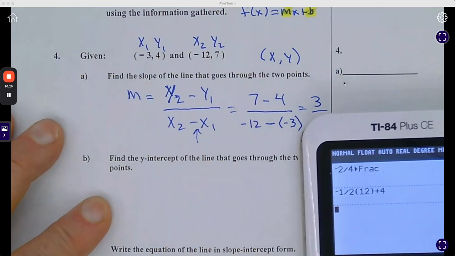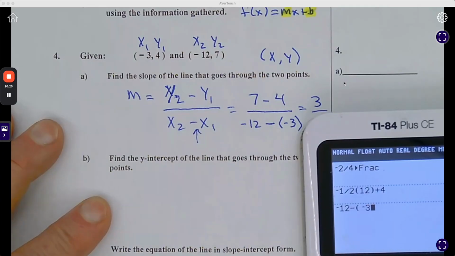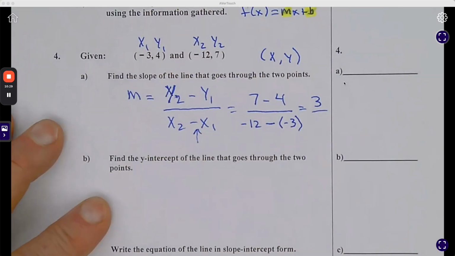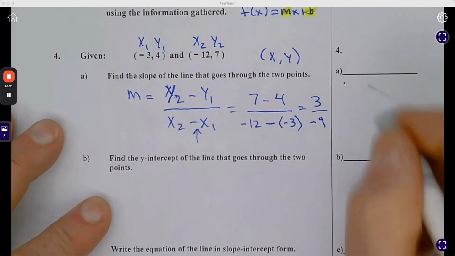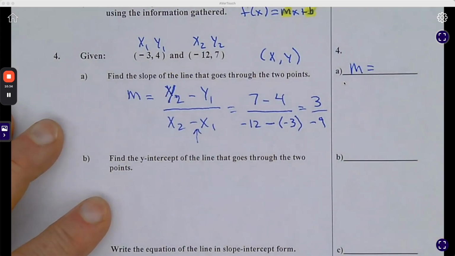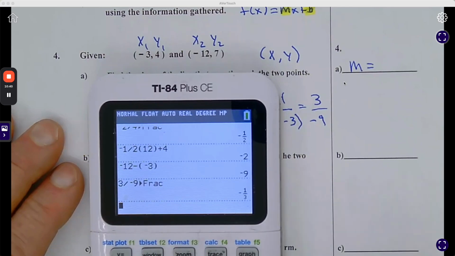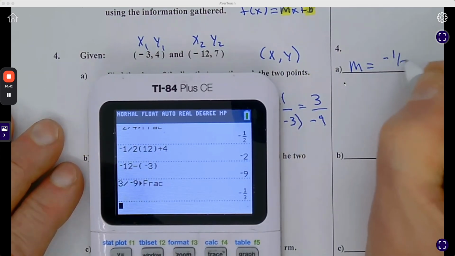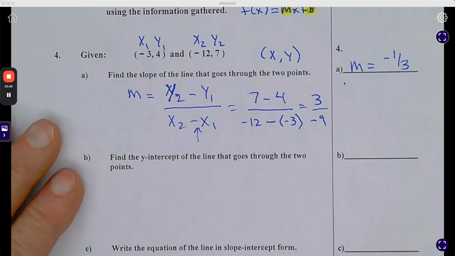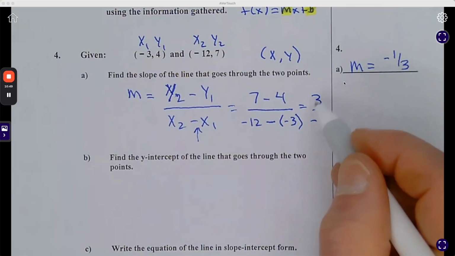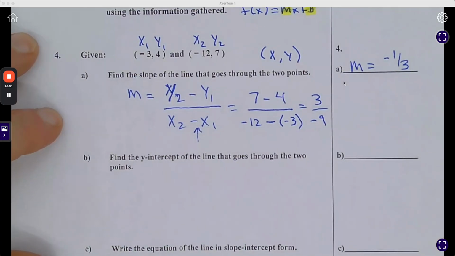I'm going to use my calculator on this, and I can type it in just like that. I get negative 9. Now I have to make sure that my fraction is in reduced form. So I'm going to do 3 divided by negative 9. Math, enter, enter. It's negative 1/3. That negative can go with the top or the bottom or in the middle, but I prefer to put it with the top, so I put it with the numerator.